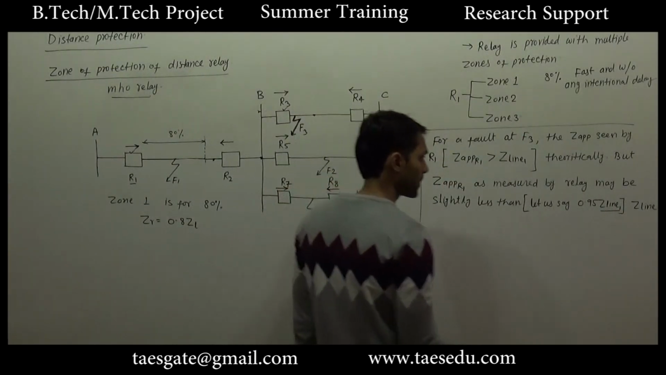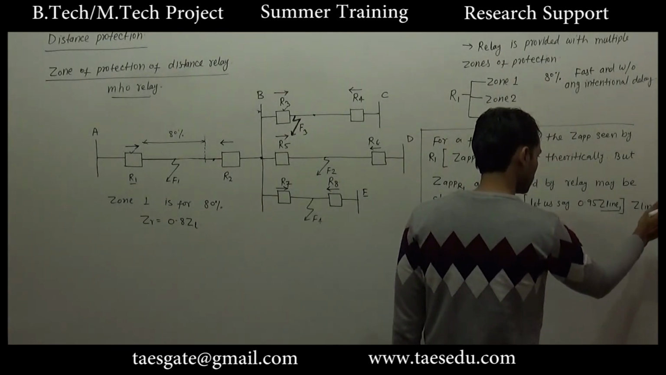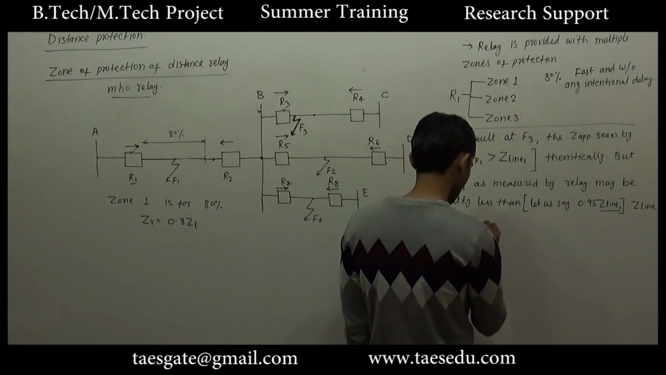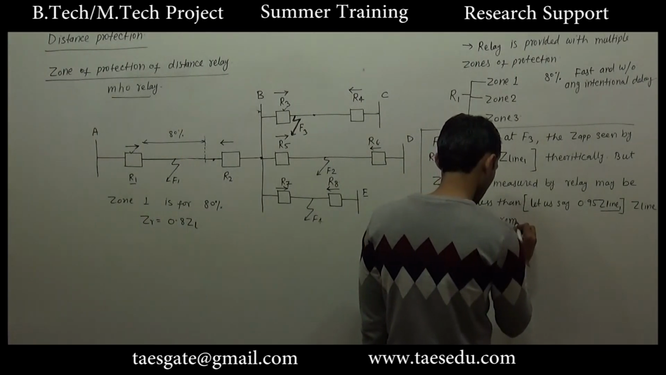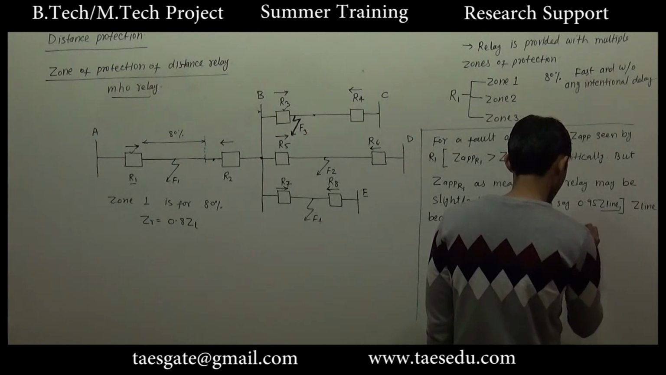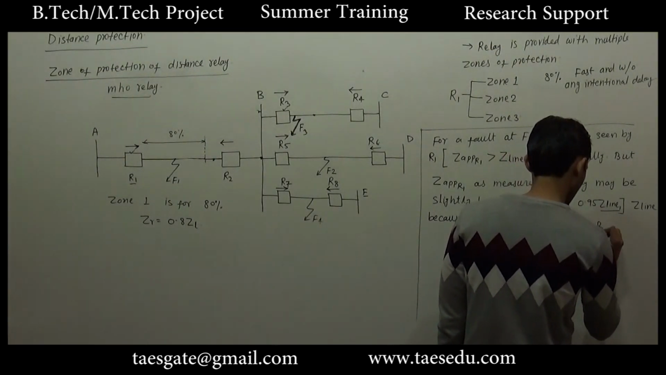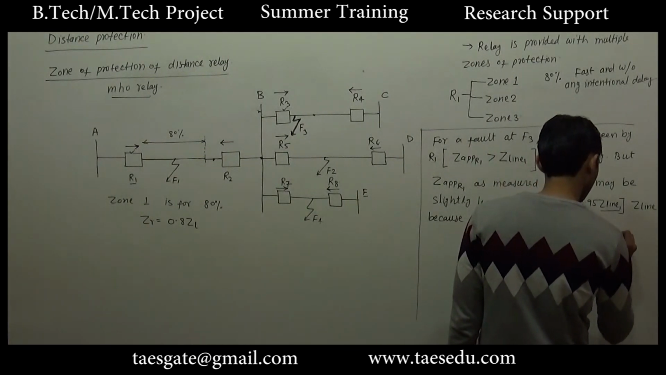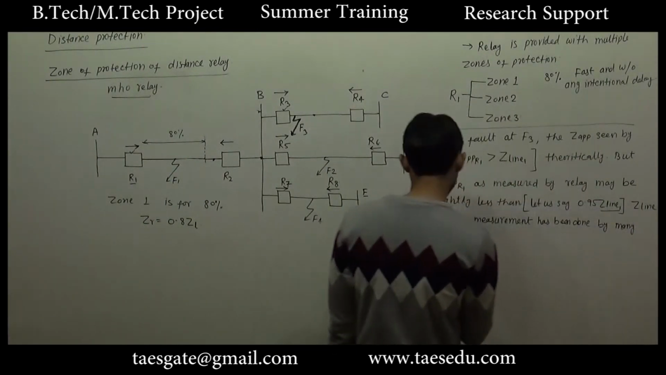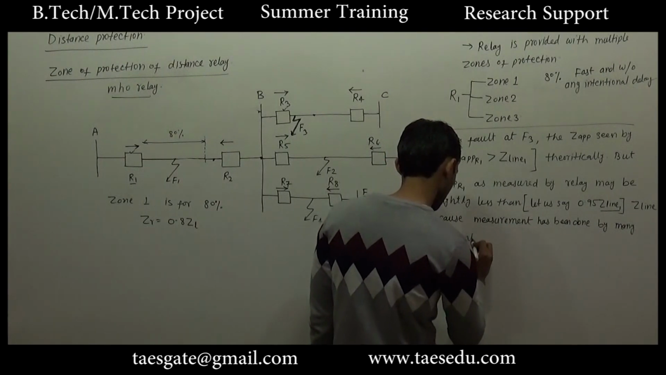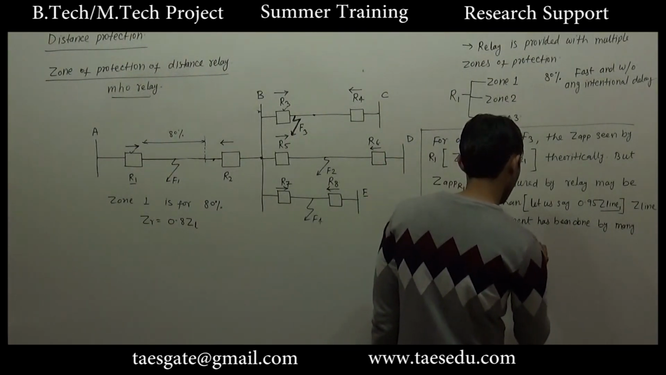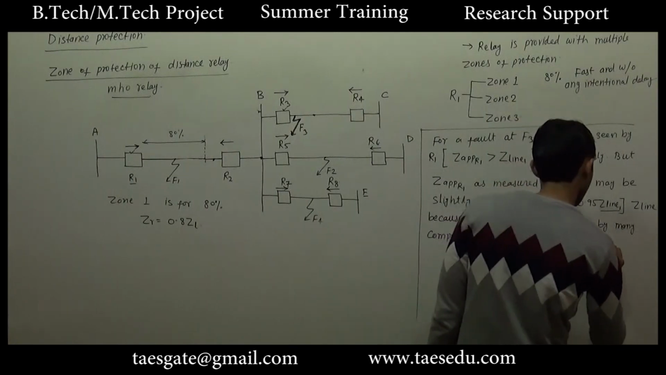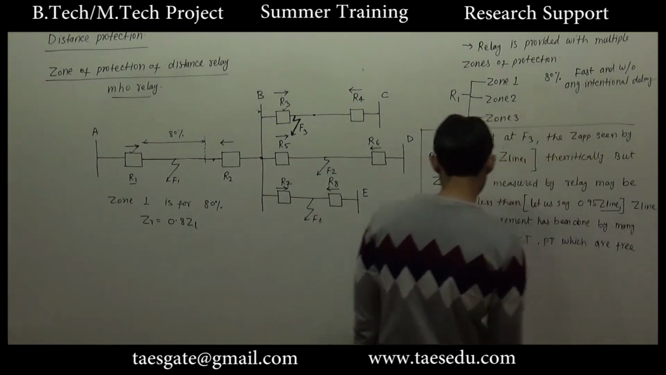So in this case, what is the reason for this? Because the measurement has been done practically, by many components like current transformer and potential transformer, which are not free from non-ideality.